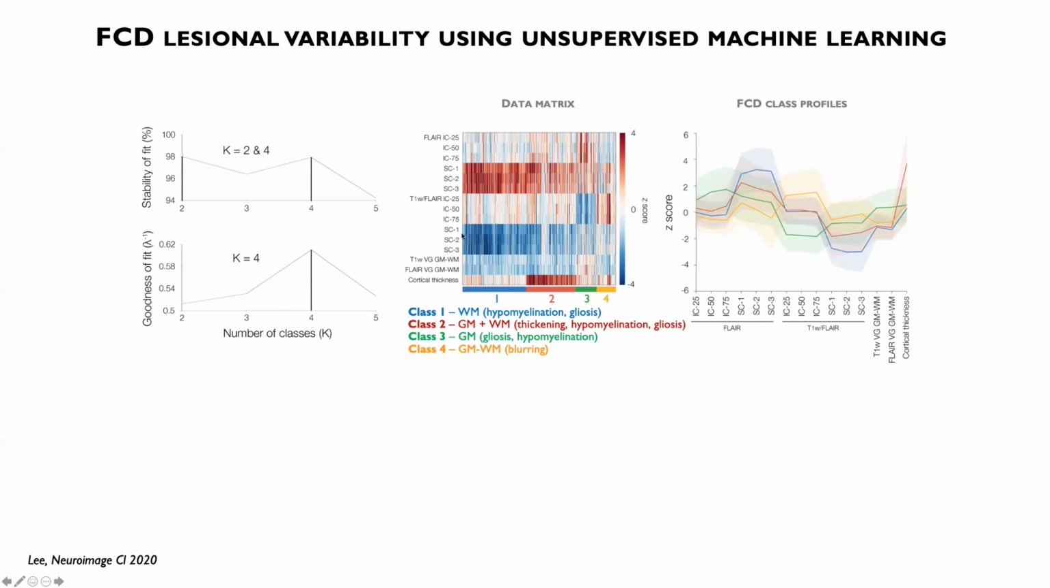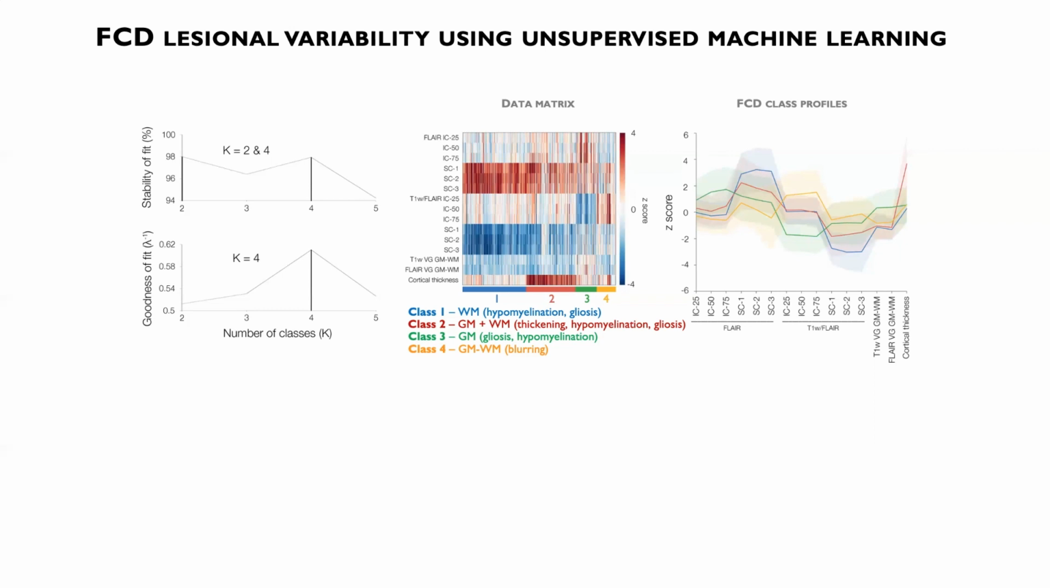This is the data matrix. Columns list features and rows, lesional vertices z-scored with respect to values in healthy controls, with class membership color-coded. Line plots show mean and standard deviation of feature profiles of the 4 FCD classes. As you can see, classes have distinct patterns of anomaly.